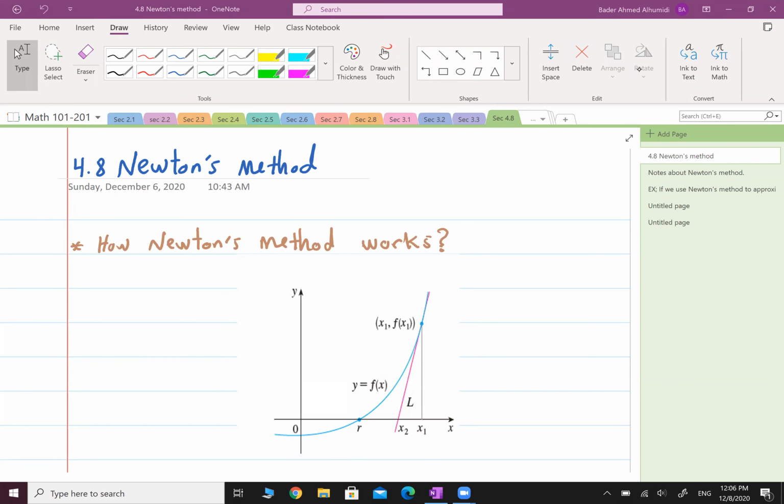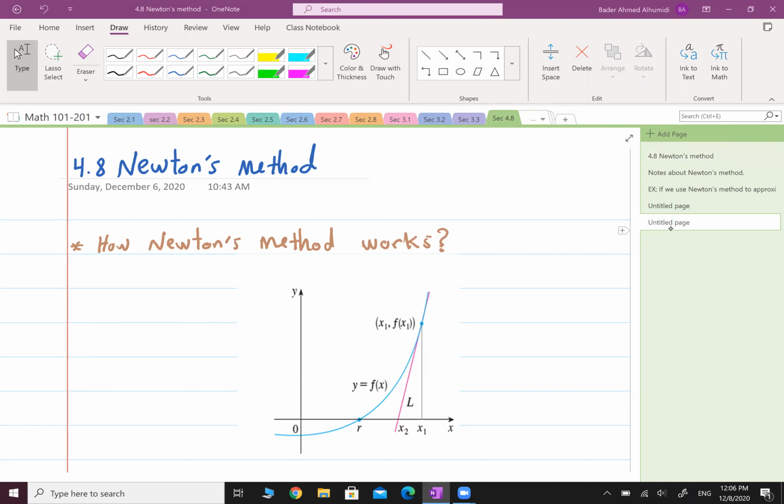It is a numerical method. You know, we have a branch in mathematics called numerical analysis. Newton's method is one of these methods that can approximate roots or solutions of a certain equation.